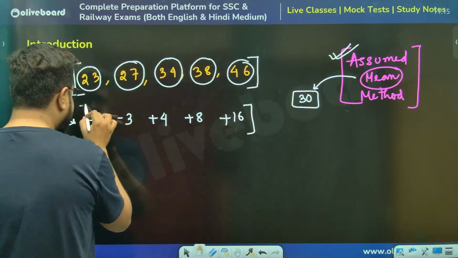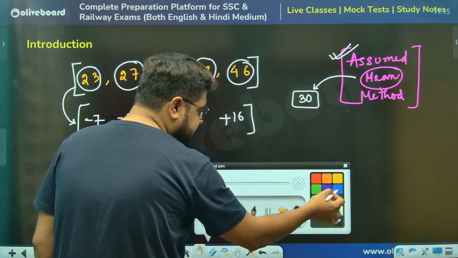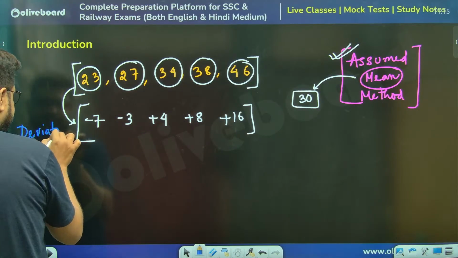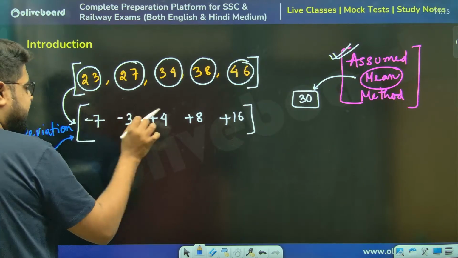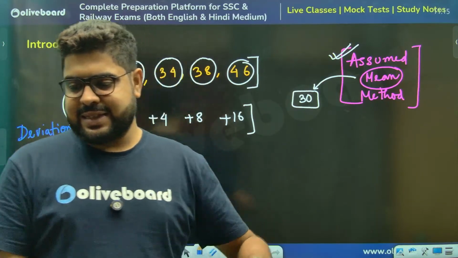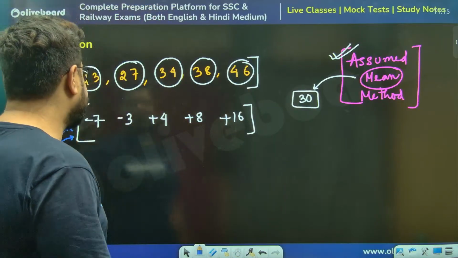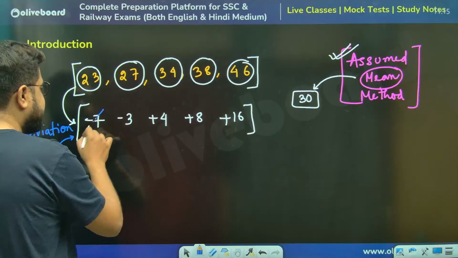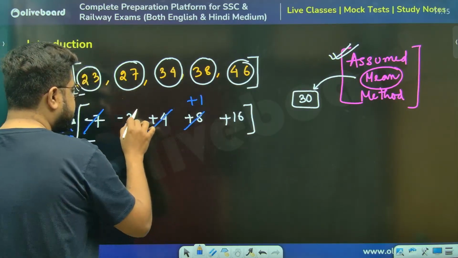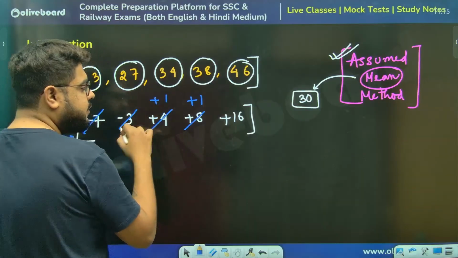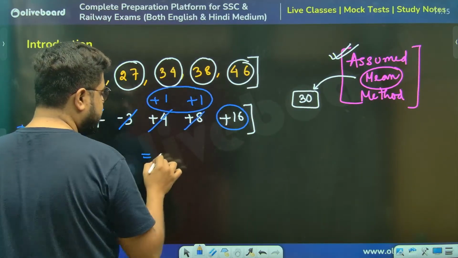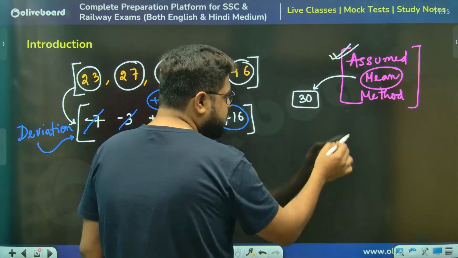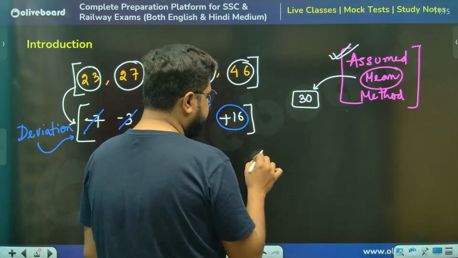Sir, please understand. This is actually called our deviation. In mathematics, we call it total deviation, but deviation also works fine. This is deviation. This is the concept you need to learn. This is the concept that you need to know. Now, sir, the calculation is very simple. Minus 7 plus 8 means plus 1. So the total deviation is coming out to be plus 16 plus 2, that is plus 18.